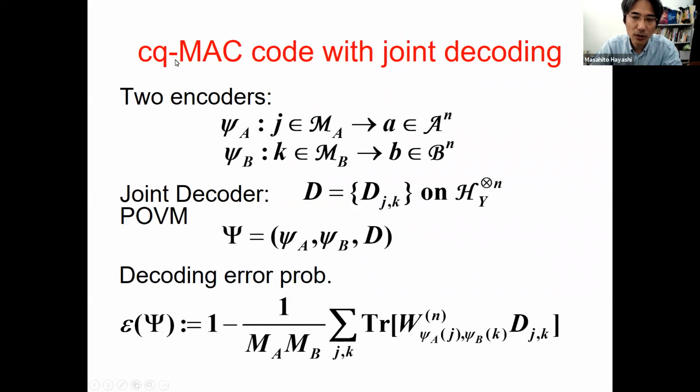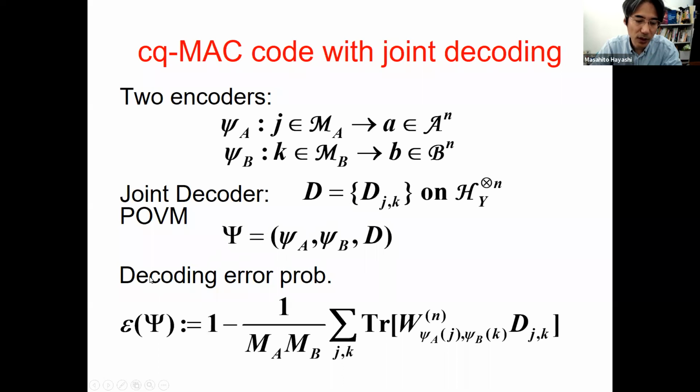Then our code is defined in this way, but in this case, we consider joint decoding. So the encoder is defined by a map from message to alphabet, J to A, and we have two encoders. This is Alice's side encoder, and this is Bob's side encoder. And we have a decoder. The decoder is a POVM on this output system, and this POVM will recover two messages J and K.